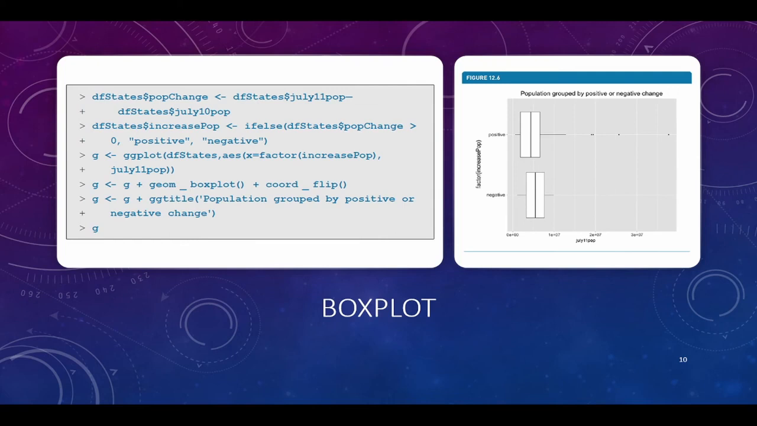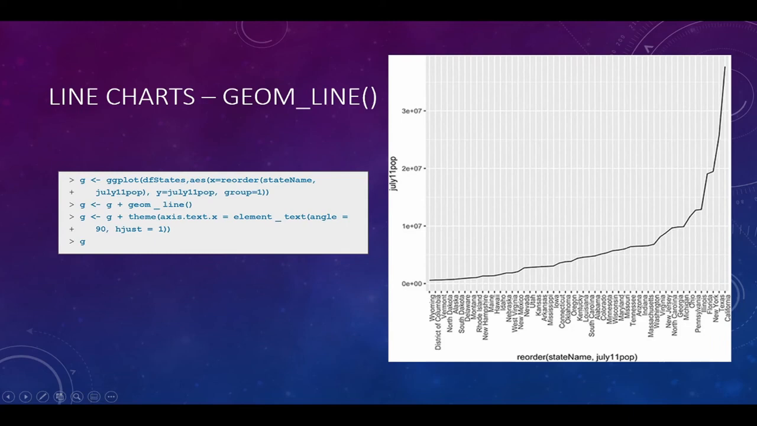So let's look at some line and bar charts, because these to me are sort of the most common that we tend to make. For a line chart, you can see the second line, G plus geometric line. That's the biggest difference. We had histogram, then we had box, now we have line.